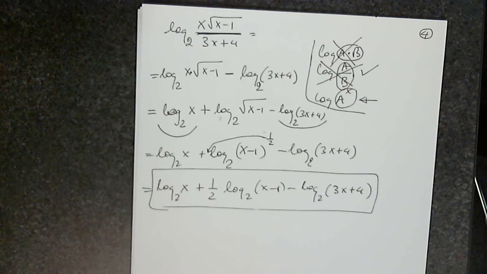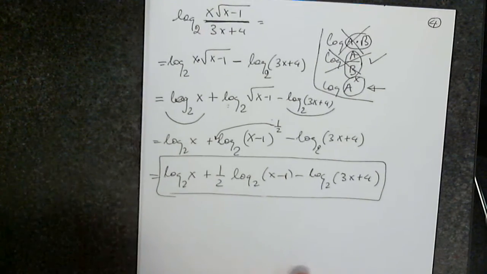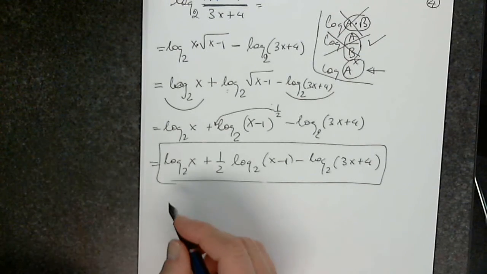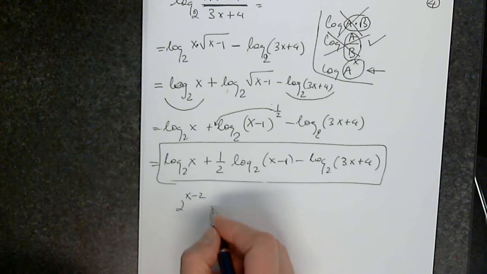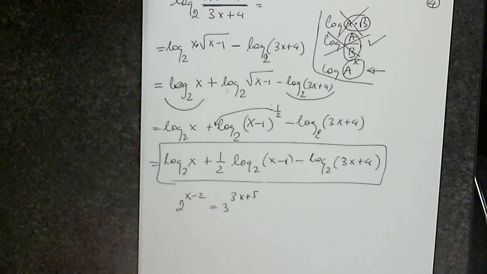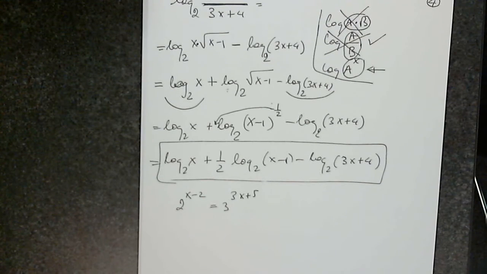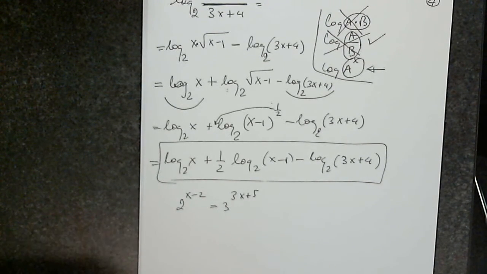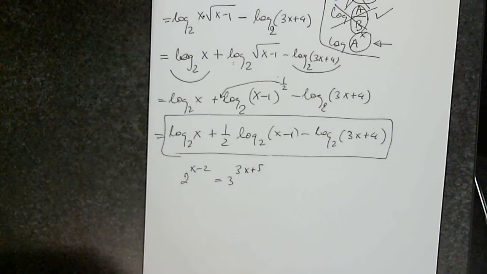Let me know. Solve the equations. Yes, please. Okay. This is a tough one, in my opinion. It's not trivial. So 2 raised to x minus 2 equals 3 raised to 3x plus 5. However, on the first 2 tests, you did exceptionally well as a group. Exceptionally well. Okay. Now this is tough.